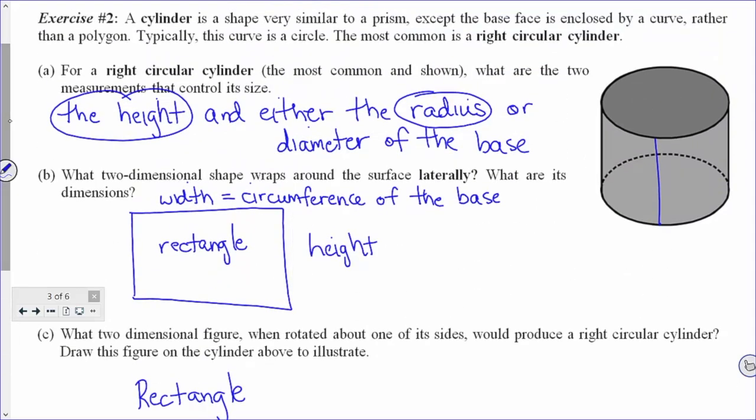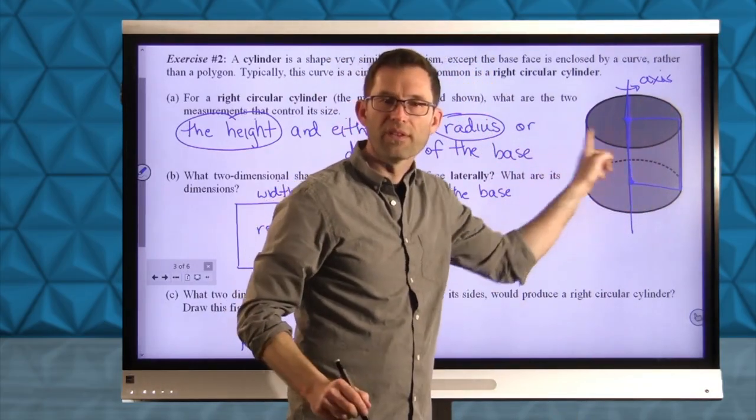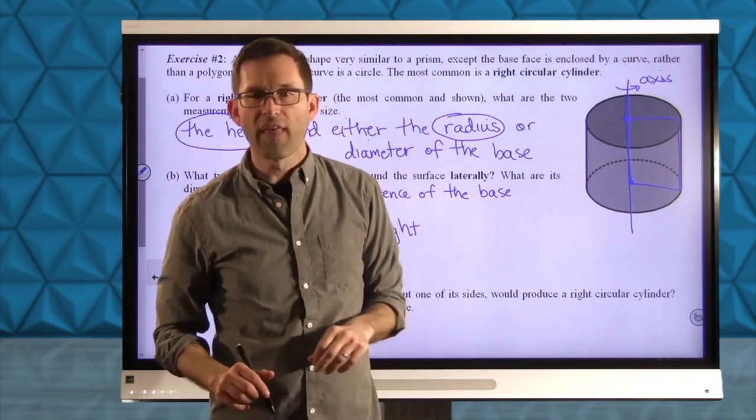I'm going to just get rid of this for a second. So here's the idea that we're getting at here. Let's say that we took a rectangle like this. That doesn't look too much like a rectangle now. Let me go more like this. I'm going to just put an axis like this. If I rotated that rectangle about this axis, it would create that cylinder, right?